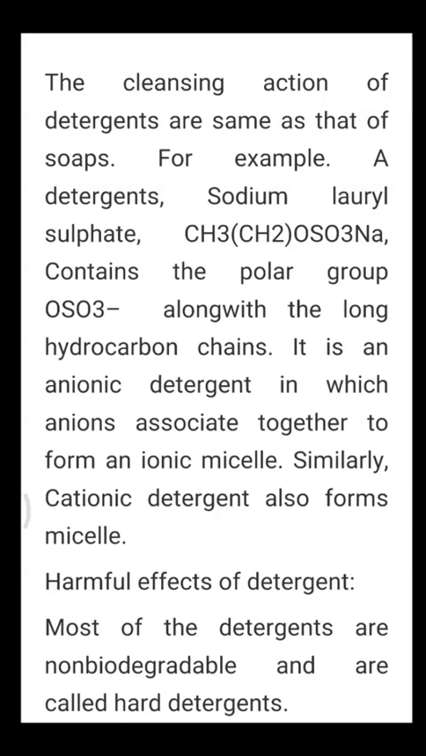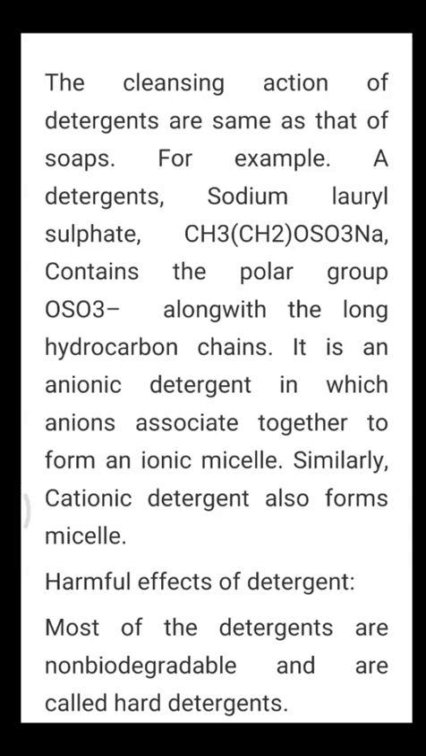The cleansing action of detergent. The cleansing action of detergent is very much similar to the cleansing action of soap. For example, a detergent, that is sodium lauryl sulfate. It contains the polar group sulfate along with the long hydrocarbon chain. Now it is an anionic detergent in which anions associate together to form an ionic micelle. Similarly, cationic detergents also form cationic micelles.